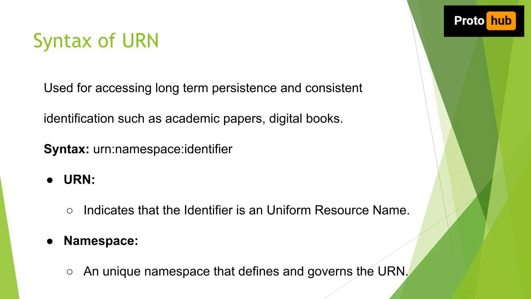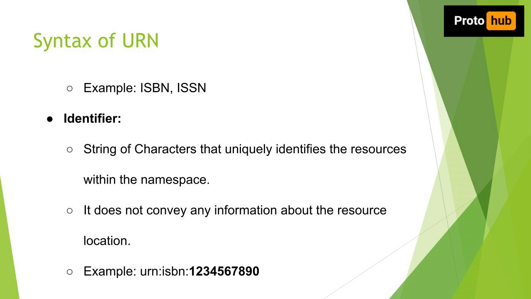URN is to uniquely identify the resources using name. The namespace defines and governs the URN. Examples of namespace can be ISBN, ISSN. The identifier is a string of characters that uniquely identifies the resources within the namespace. It does not convey any information about the resource location.